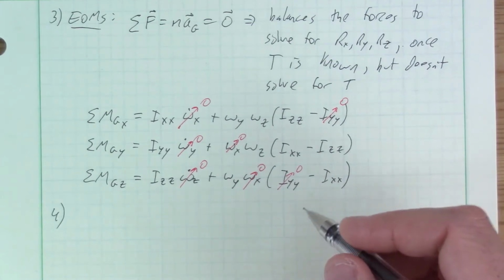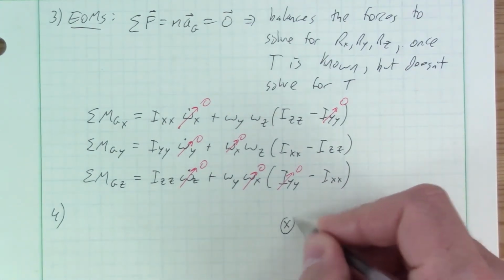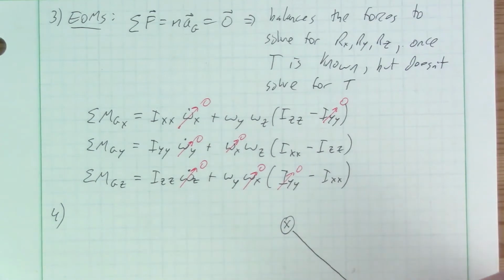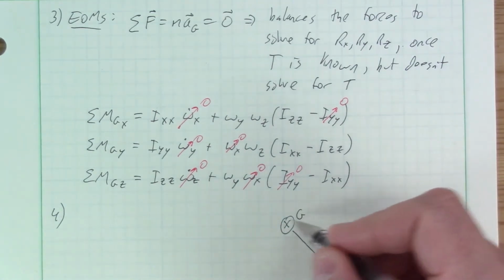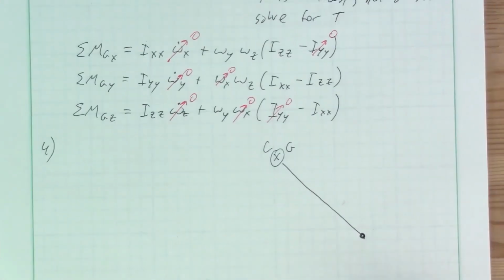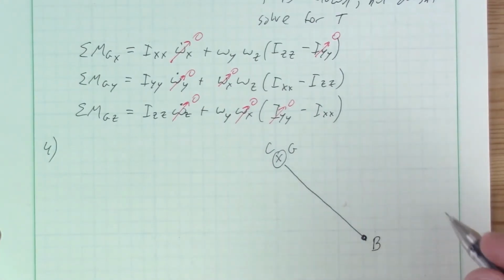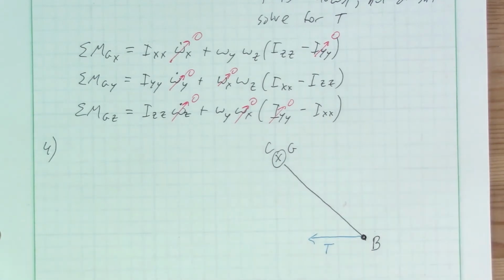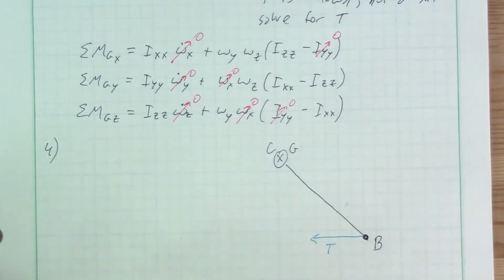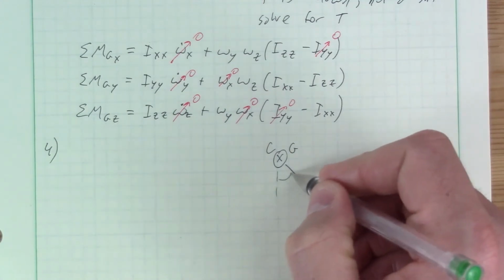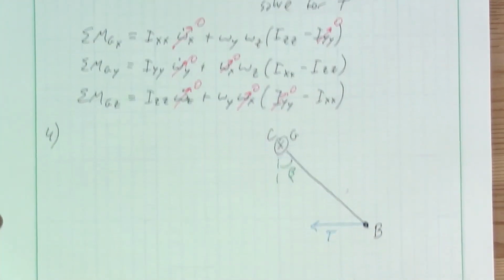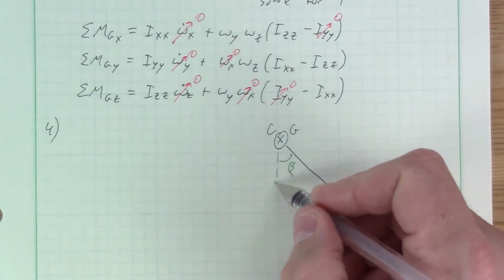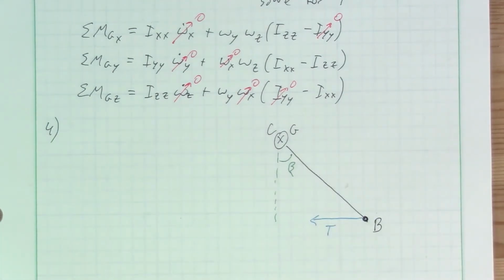So what I'm going to do is take our free body diagram and just zoom in on a section of it, which is just this lower section from G, or I called it C here, down to B, and then the tension is acting here. Okay, where is that beta angle? Well, that beta angle is right there. That we can use in our final answer, by the way.